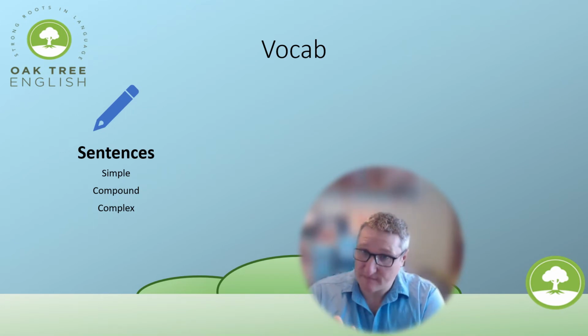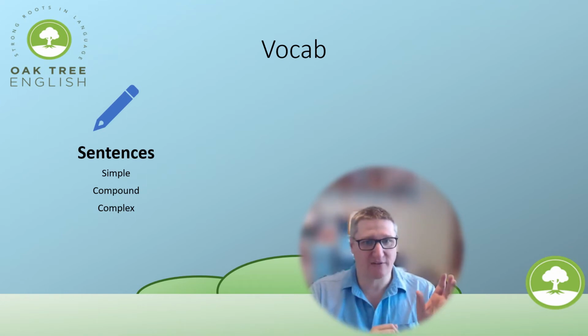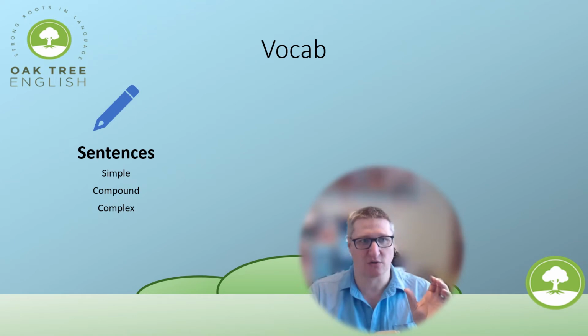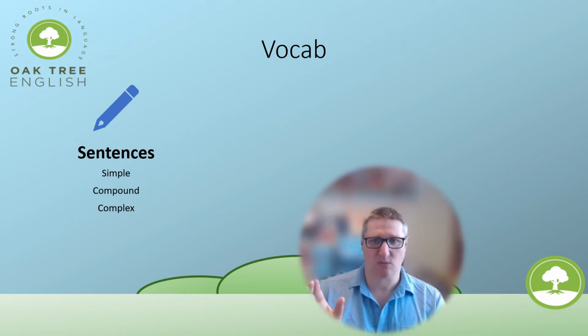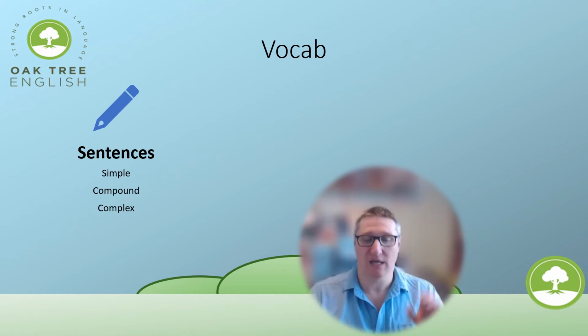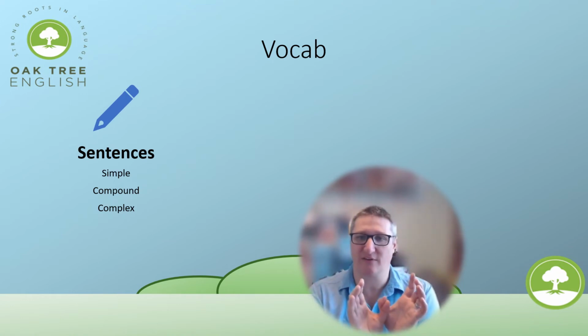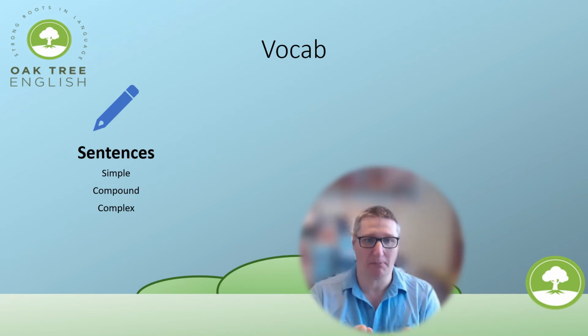So here's another example. Jane failed the exam because she didn't watch this video. Jane failed the exam. There's your independent clause. That works on its own. But if you add in because she didn't watch this video, that's a dependent clause. It doesn't work on its own. It's meaningless on its own. Join them together, and suddenly you've got a complex sentence.